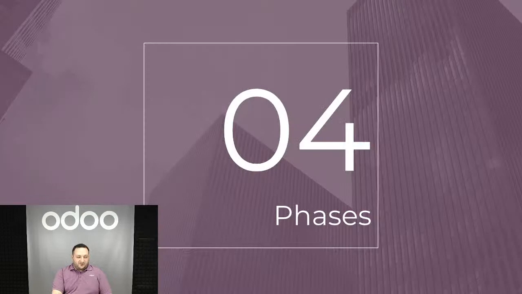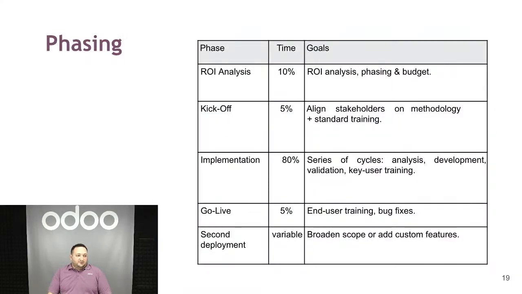Now let's talk about phasing. In terms of phases, we have the ROI analysis, kickoff, implementation, go live, and then second deployment. ROI analysis is usually around 10% of the project as a budget. Sometimes for larger projects or more complex projects, it's done at a separate pack or separate stage before the project starts. And this is sold as an ROI project, and we had a webinar previously covering that, so you can refer back to that one.